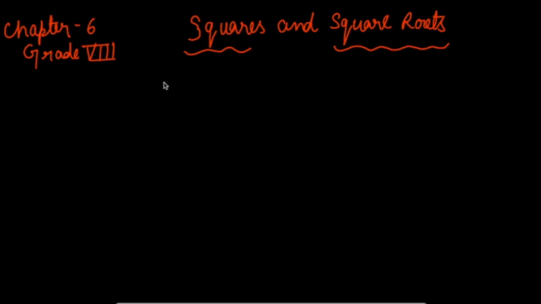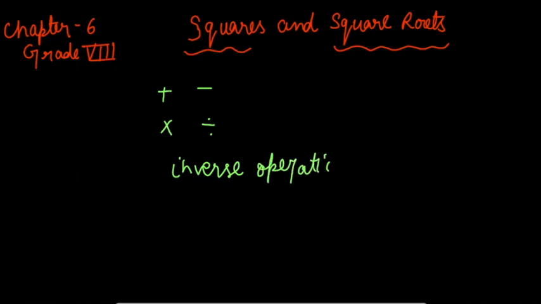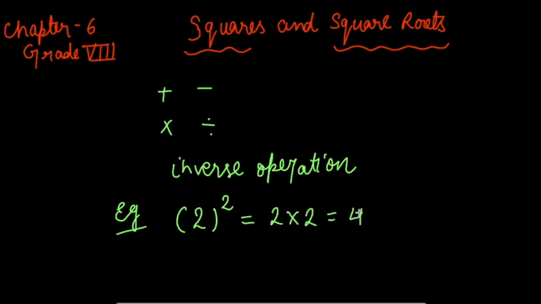So children, as you have studied already, plus and minus are said to be inverse operations, and we know that multiplication and division are said to be the inverse operations of each other. Similarly here, the square and square root are said to be the inverse operations of each other, right? If I take one quick example to explain this, the square of 2 means 2 into 2, which is 4. And if you find the square root of 4, this is the sign for the square root, it will be 2.